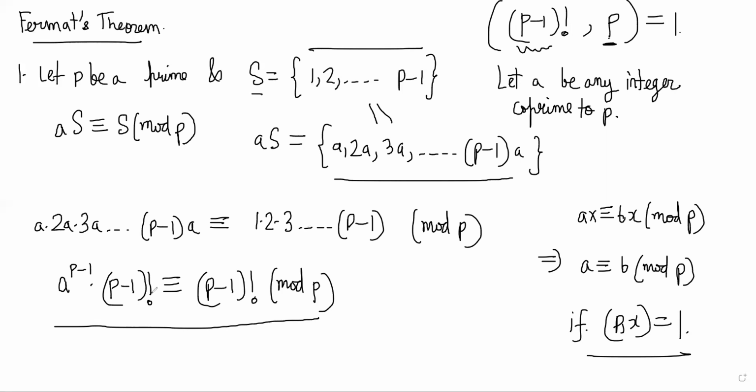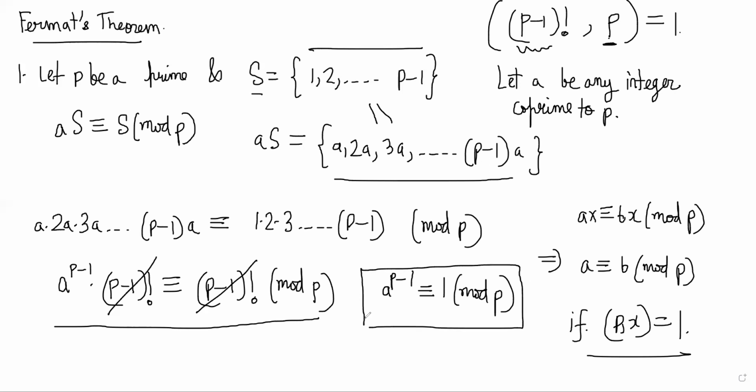So we can divide this and remove this, and we'll get A power P minus 1 is congruent to 1 mod P. And this is the result, which is Fermat's theorem. And you can multiply by A on both sides and get A power P is congruent to A mod P. That is also another way to say the same thing. So this is Fermat's theorem.